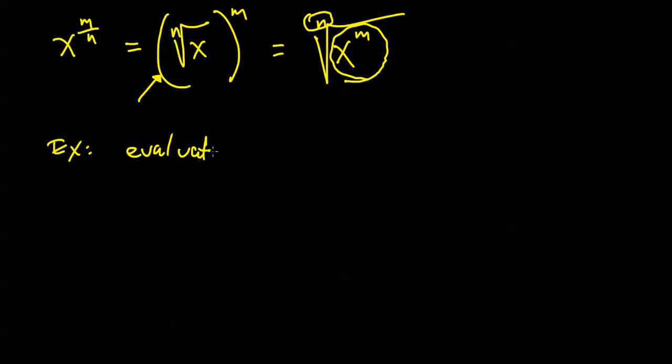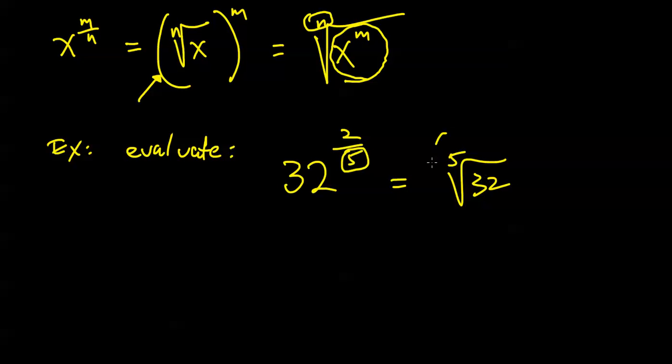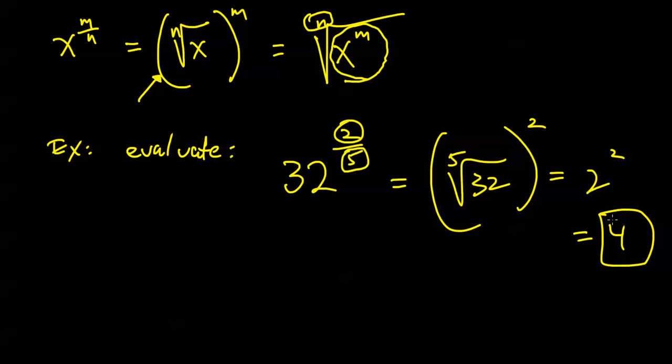Evaluate. Evaluate means answer with a value. Should get a number for an answer here. 32 to the 2/5 power. Well, if I take my denominator root first, I'll get the 5th root of 32 and then raise to the numerator power, squared. This turns into an easy problem. The 5th root of 32 is 2, and of course 2 squared equals 4. Not so tough.